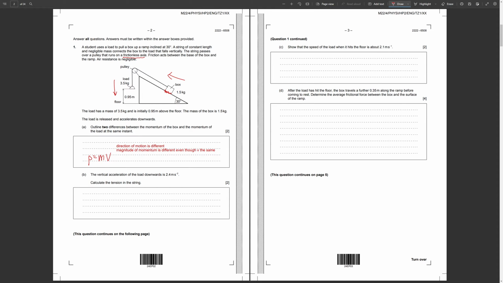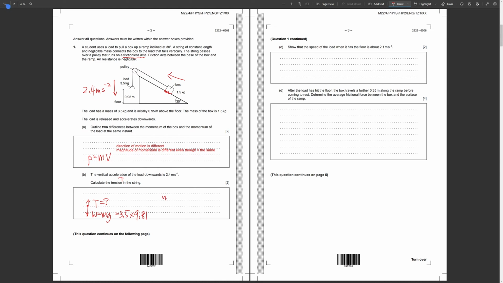Part B, we are given the acceleration of the load going downwards, 2.4 m/s². With this given information, we are going to find the tension in the string. Let's take a look at the free body diagram of the load. There is a weight. The weight is given by mg, therefore it is 3.5 times 9.81. And the upward force is the tension. Be careful, while you draw this upward tension, make sure the arrow is shorter than the downward weight, such that you can get a downward net force and the load would accelerate downward. The tension is the question mark here.